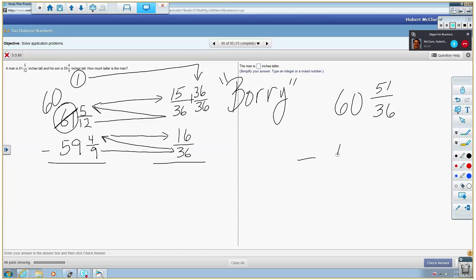Subtract 59 and 16, 36. What's 60 minus 59? And what's 51 minus 16? 35?